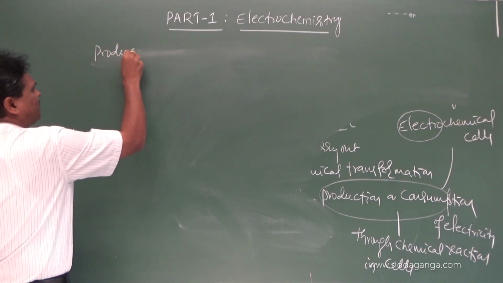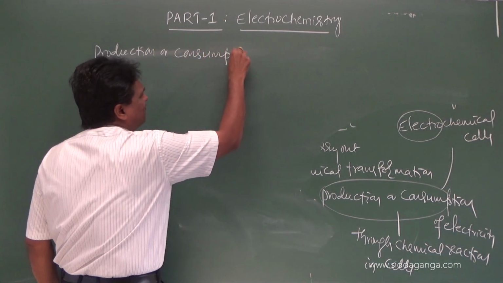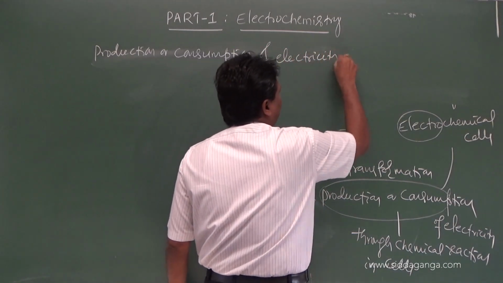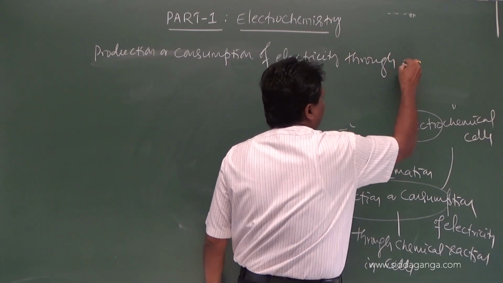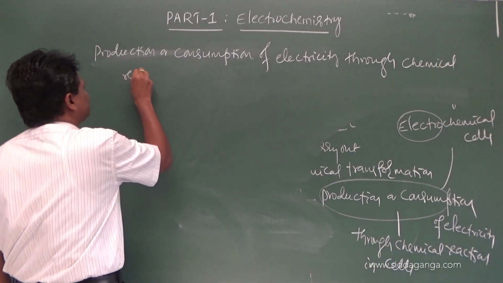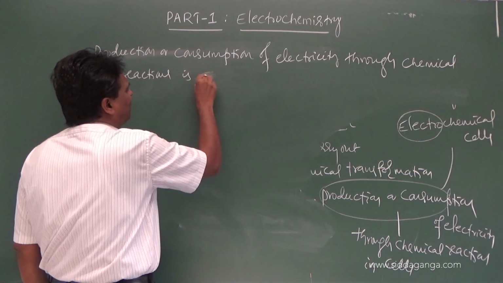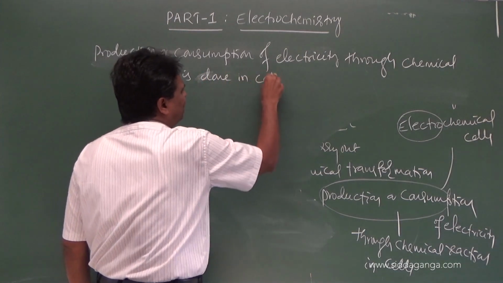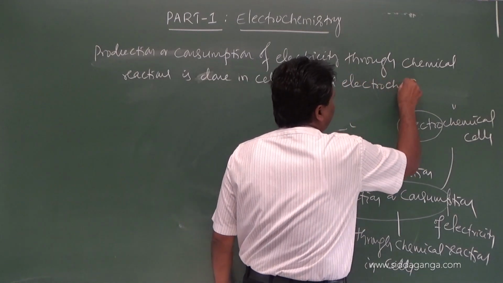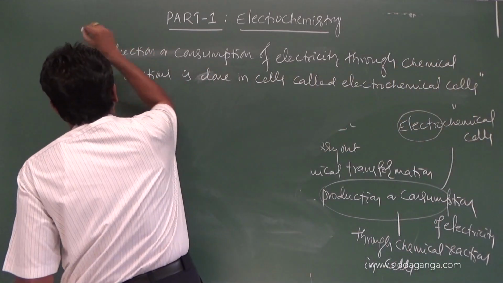Production or consumption of electricity through chemical reactions is done in cells called electrochemical cells. So this is very important.